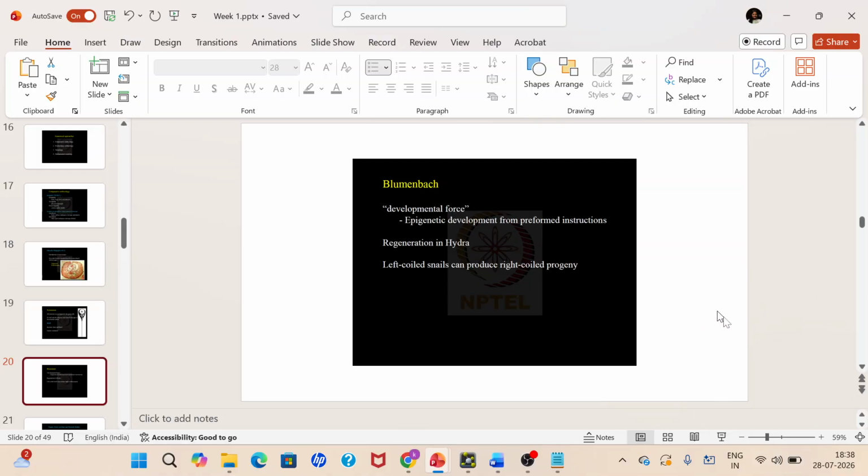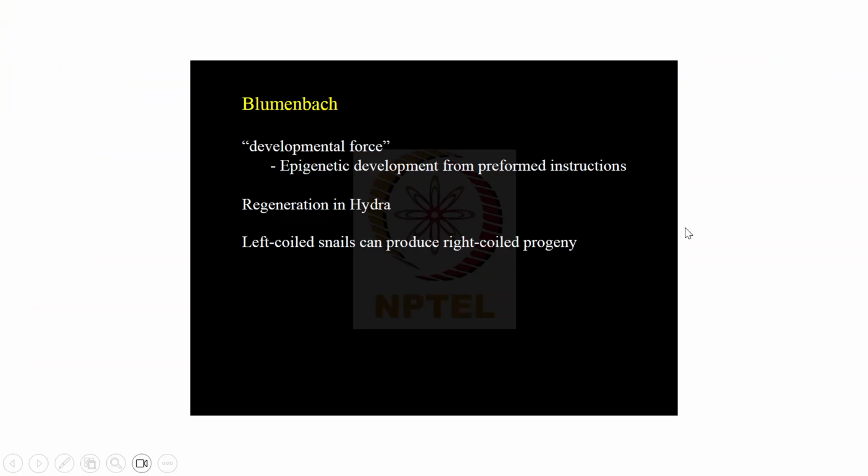For an example, if we go by the regeneration in hydra, it has the information but it does not have a preformed structure. In hydra, if you guys have done the experiment, if you cut any part of the hydra it will regenerate that part. So it has the information, but it is not like it has the structure preformed inside it that it will push out whenever we cut the hydra.